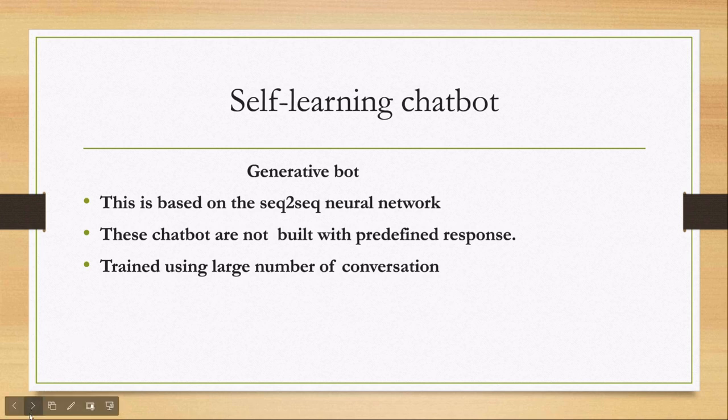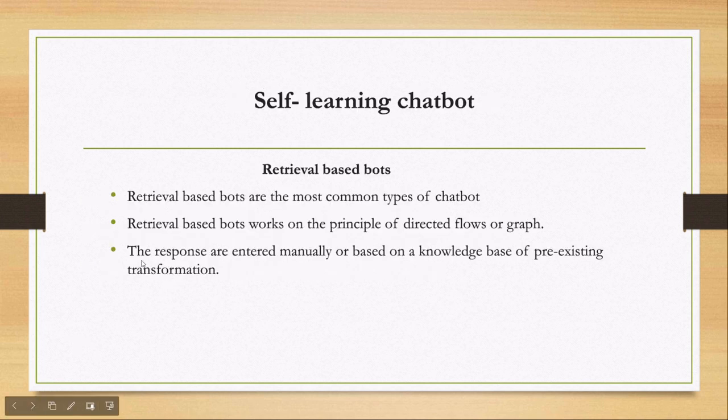Now next, the retrieval-based bot. It is the most common type of chatbot. Retrieval-based bots work on the principle of directed flow or graphs. It means that the bot is trained to rank the best response from a finite set of predefined responses. The responses are entered manually or based on a knowledge base of pre-existing information.